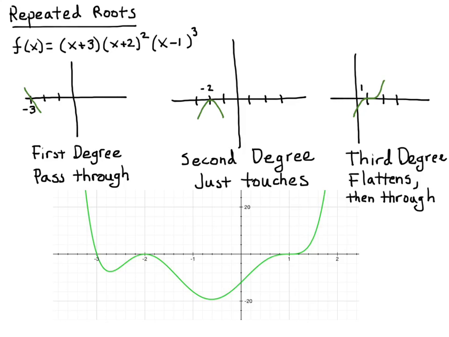Yes? So does it do the same, like if it's 4th degree, does it still just touch, and if it's like 7th degree, it still flattens and then goes through? That's correct. When you have additional even degrees, instead of just touching, what would remind you a little bit of a parabola, it starts to flatten out as well. It starts to broaden out.